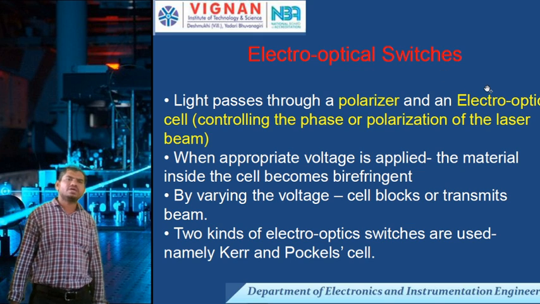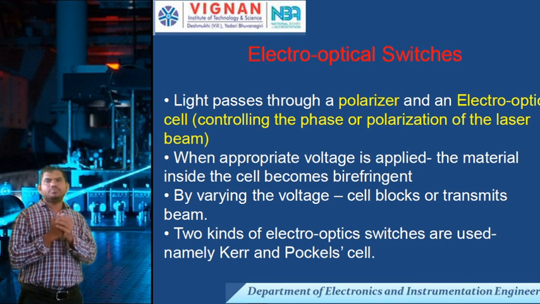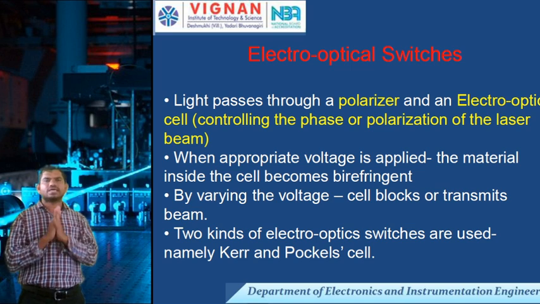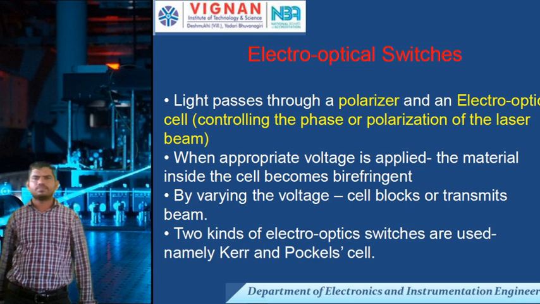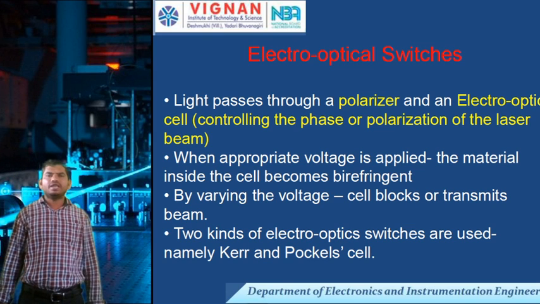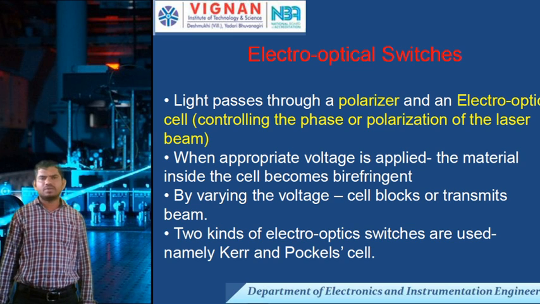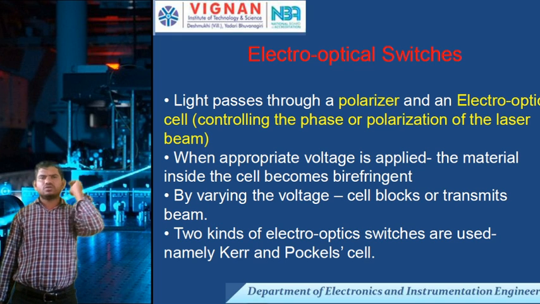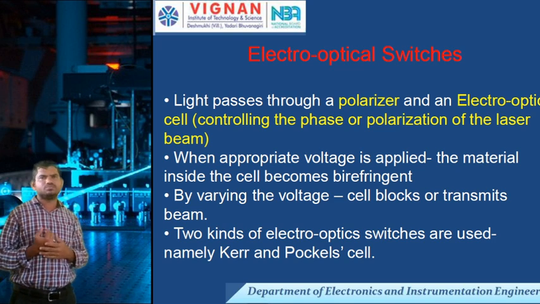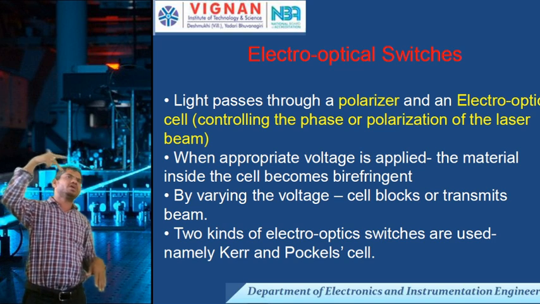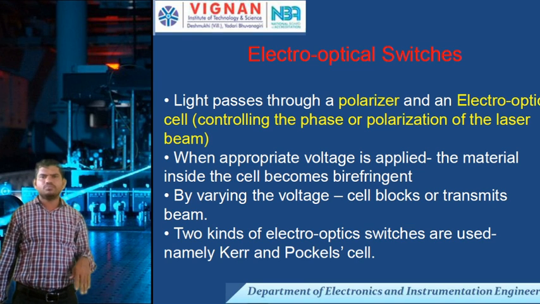Okay, next. The second one, electro-optical switches. In electro-optical switches, the light always passes through one polarizer and an electro-optic cell. That means the electro-optic cell controls the phase and polarization of the laser beam. The polarization means the direction of the particular laser light.